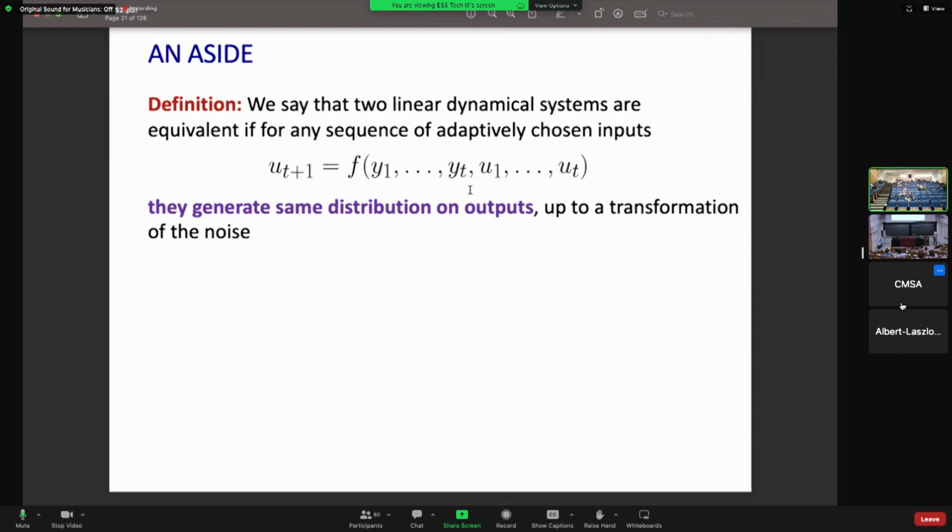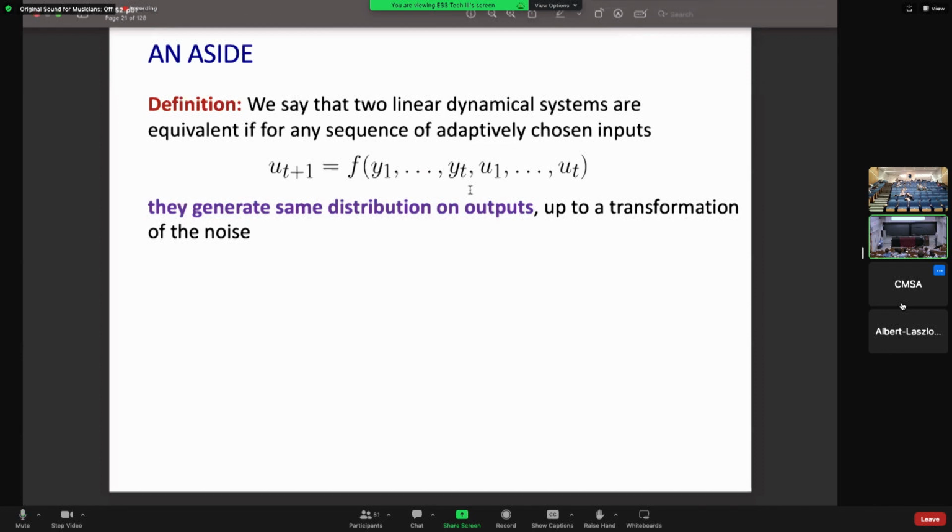Well, one very strong notion of what it means for two LDSs to be equivalent is for them to have the same input-output functionality. So if you tell me some strategy of, if this was the sequence of inputs and outputs I've observed up to time t, I have some arbitrary function that tells me what my next input is going to be, well, that's going to result in some distribution on the trajectories. I want the property that the true LDS and my learned LDS have exactly the same input-output functionality, even for adaptively chosen inputs.